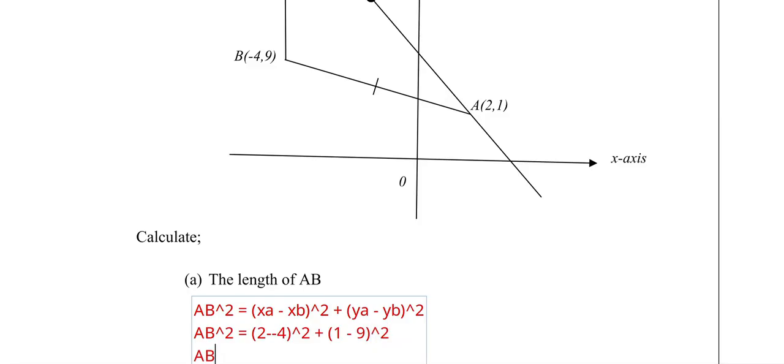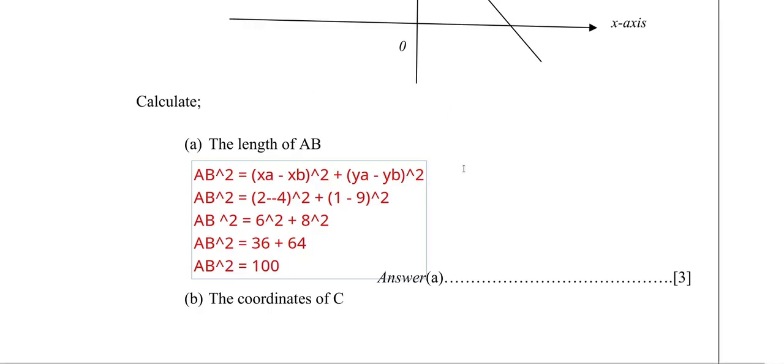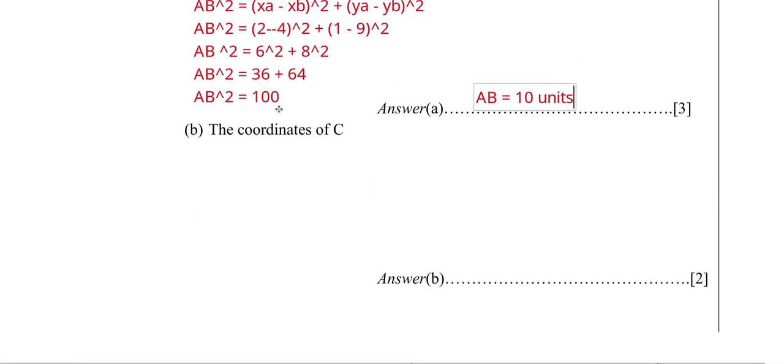Then your AB squared is equal to 6 squared plus 8 squared. And then your AB squared is now equal to 36 plus 64, and then your AB squared is equal to 100. Taking the square root on both sides, you are now going to get that your AB is equal to 10 units. Next question, the coordinates of C.